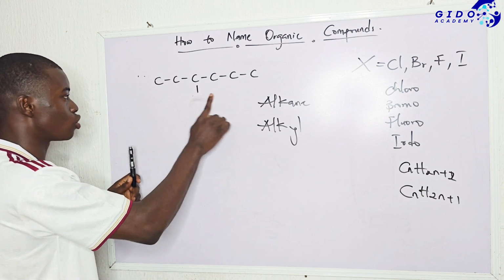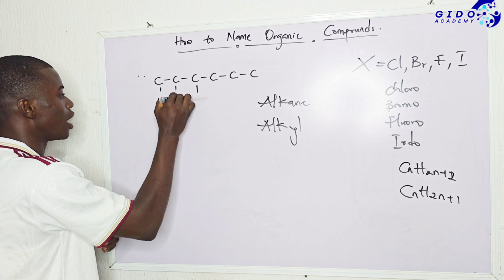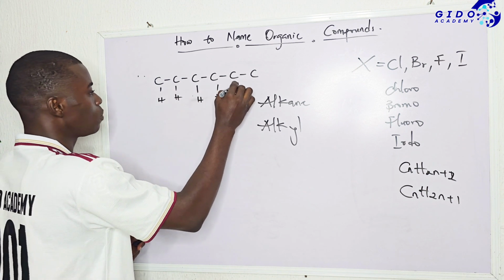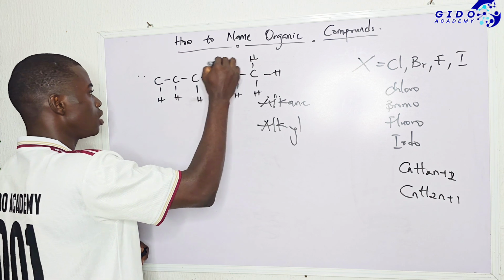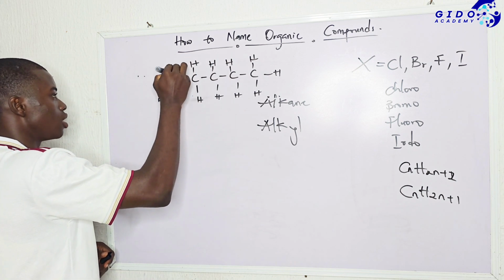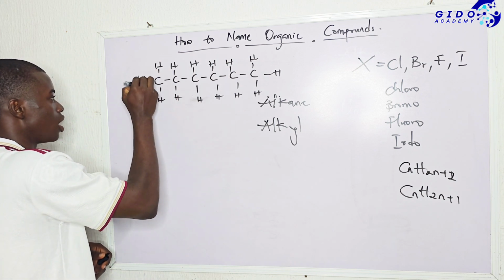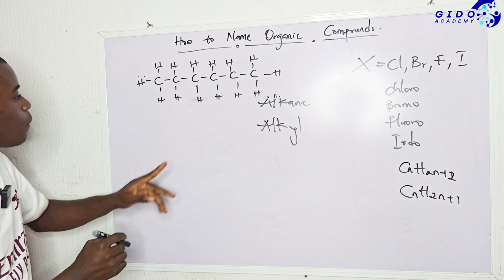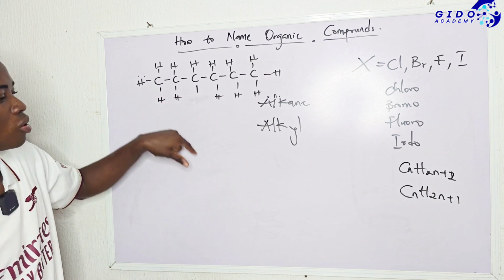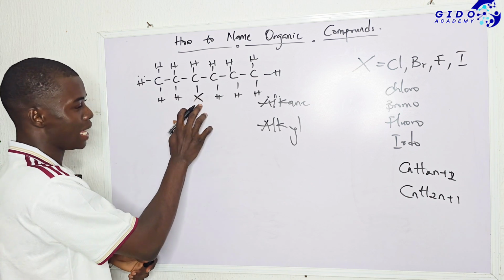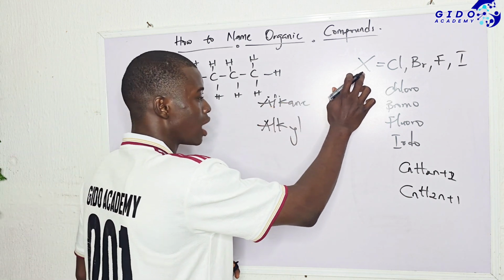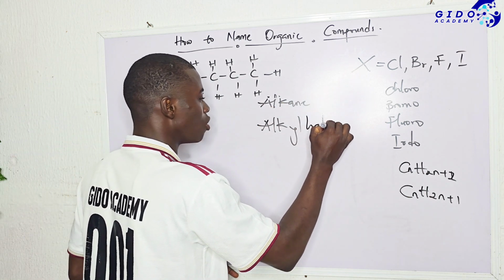Let me give you the full structure. So here is hydrogen, hydrogen, hydrogen, hydrogen, hydrogen, hydrogen, hydrogen, hydrogen, hydrogen, hydrogen, hydrogen, hydrogen. Now, if one hydrogen is removed from this structure, it is called an alkyl. And if it's represented by X, it means the X is what? Halogens. So you call it alkyl what?